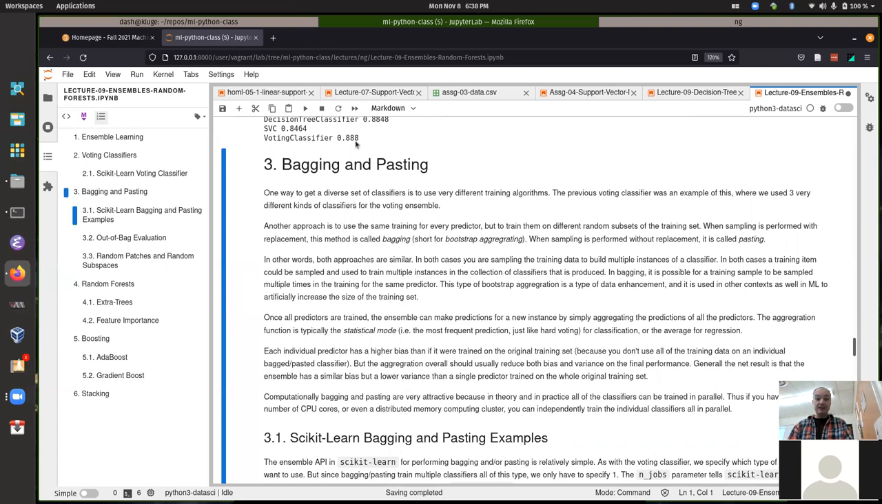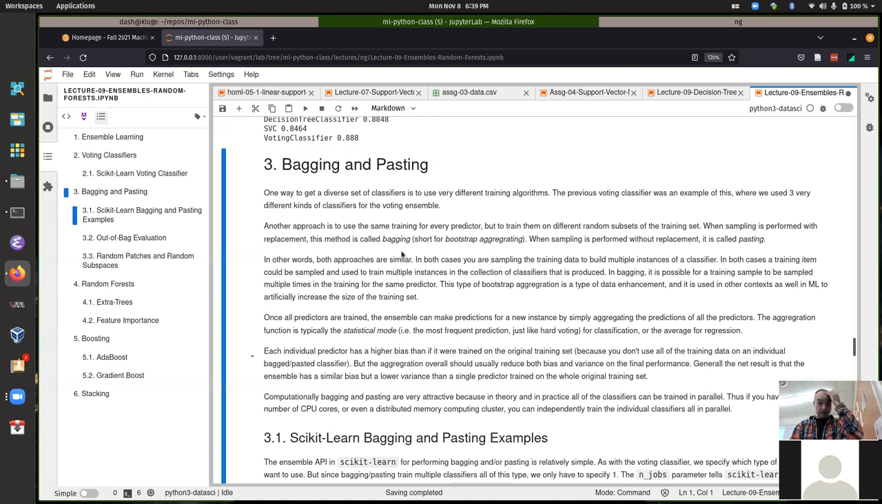If instead of using different types of classifiers, we want to build an ensemble of the same kind of classifier, we need to do something to increase the diversity of the individual classifiers in order to get any benefit from the ensemble. That's what bagging is about.